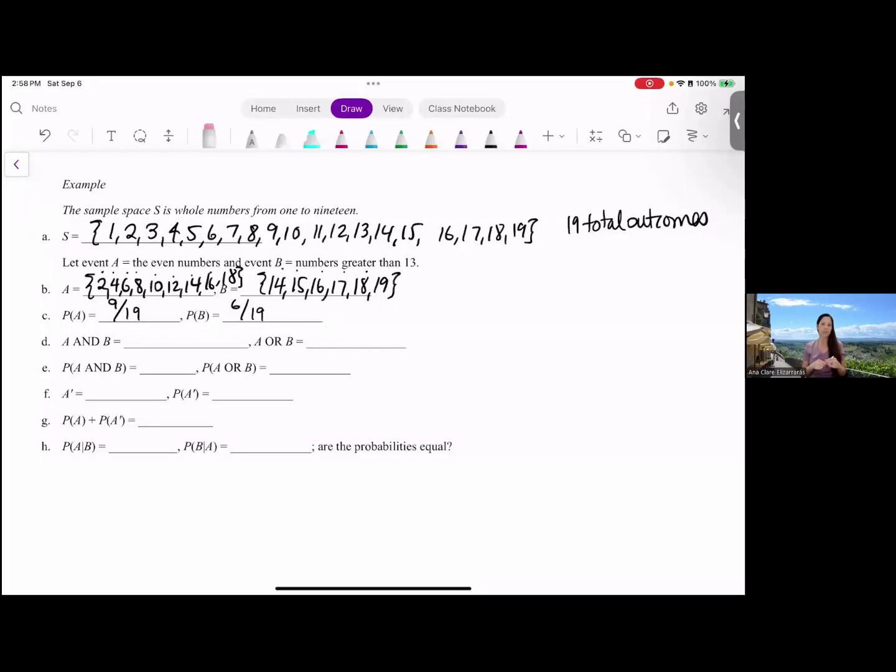The next question asks us for outcomes that are in both A and B. A is all even. B is higher than 13. So I'm going to go to B and look at the even values. 14, 16, and 18. Those would be the even numbers that are also in B. So those are the numbers 14, 16, and 18.